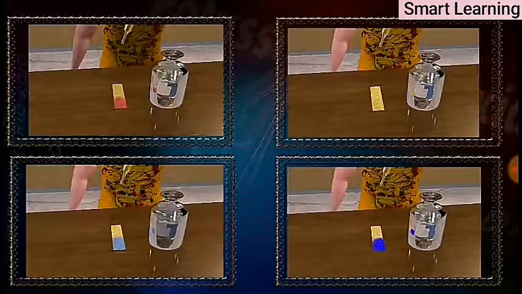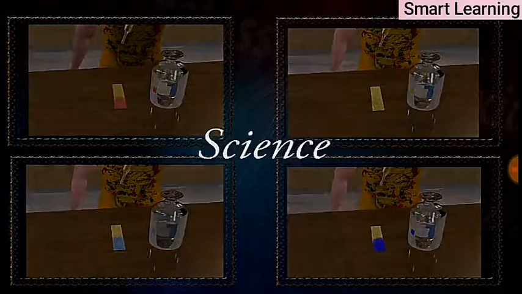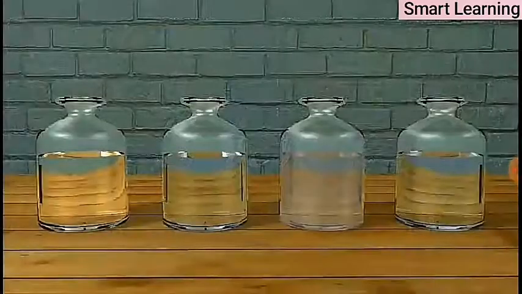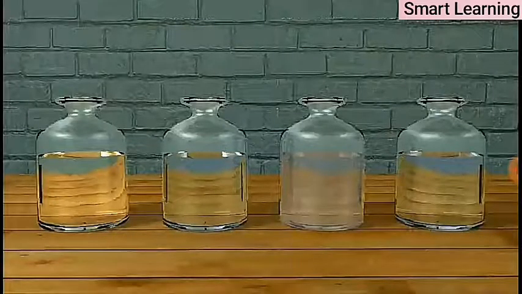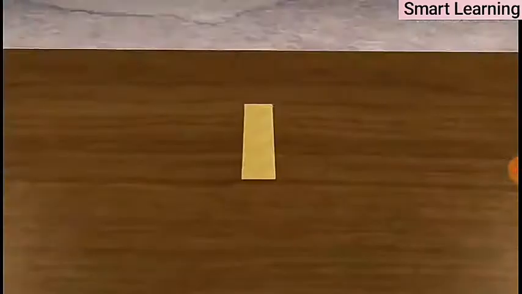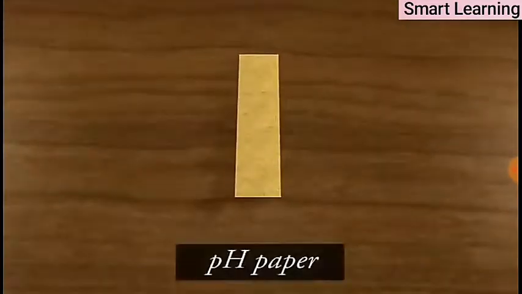You must be surprised, aren't you? Are you sure this is a magic? Oh, come on. This is no magic. This is simply science. In fact, the liquids that I used are different, and this special paper strip is called a pH paper. Now you all must be eager to know what a pH paper is and how does it show different colors with different solutions.